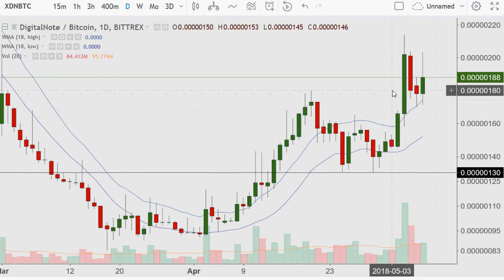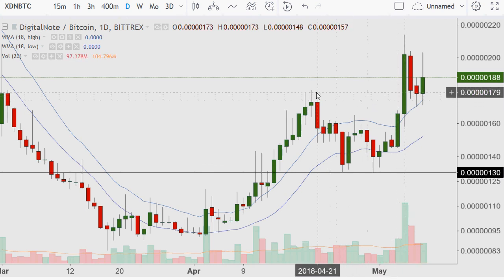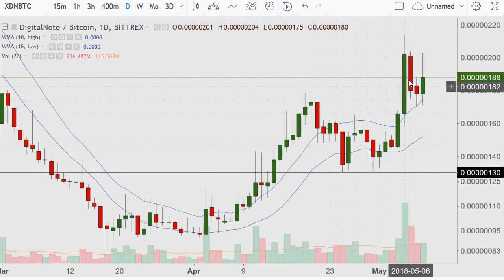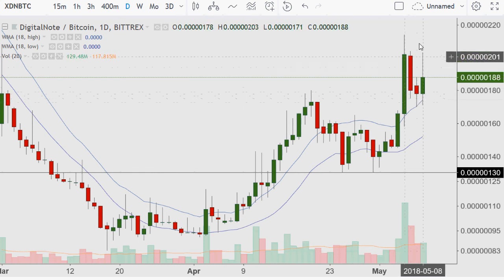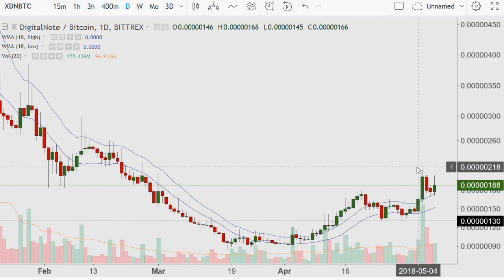That is Digital Note, XDN, which after making this resistance point on April the 21st, coming back to the band, broke above the area and is supporting the 18 average of highs very nicely. I think getting above the 218-ish, 216 area, that it's got another decent leg higher.